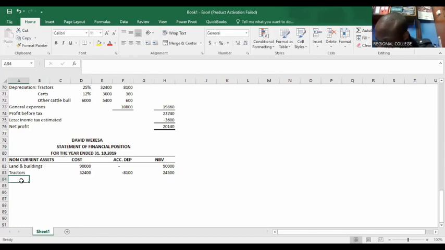Then other cattle bulls. So you are given 6,000 in note number 6. But we're being told that at the end of the year it is 5,400. So that means you lose value by 600 as depreciation.